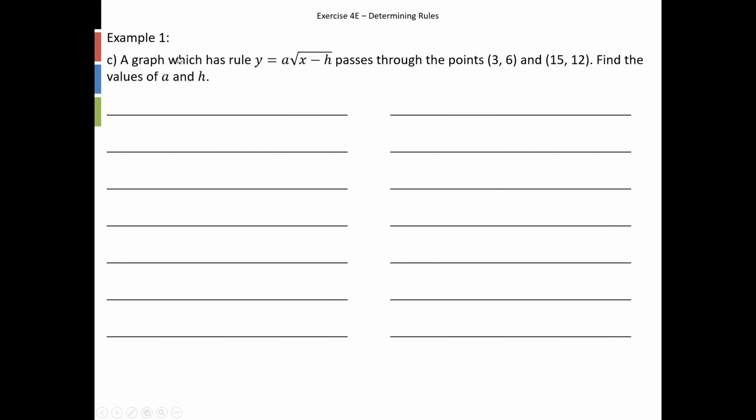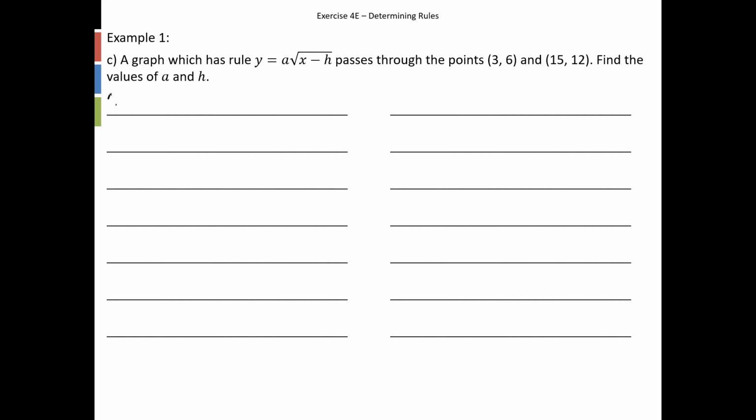So we have a graph that has the rule y equals a square root of x minus h, and passes through the points (3, 6) and (15, 12). Find the values of a and h. So we have two unknowns, a and h, and we have two different coordinates, so we're going to end up with a simultaneous equation situation.